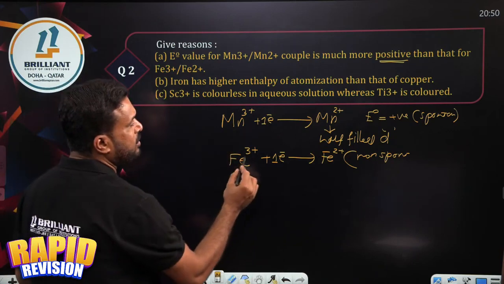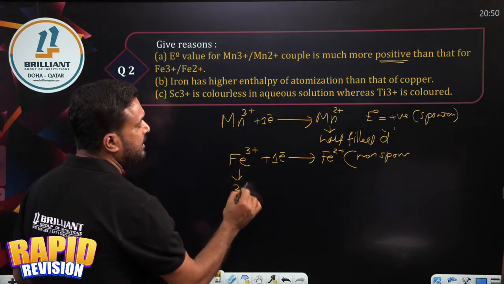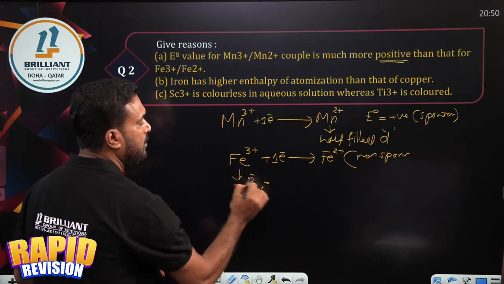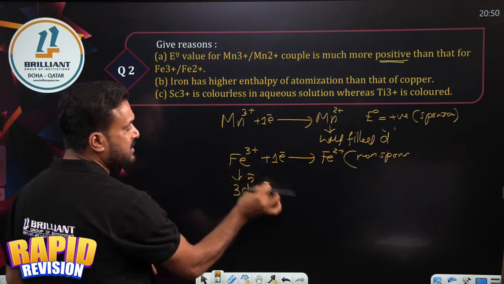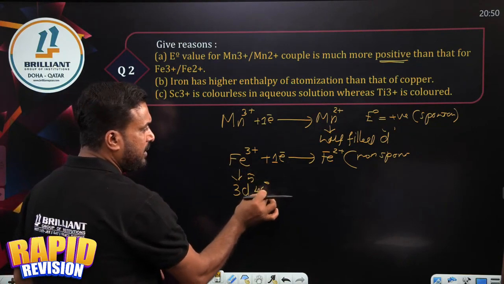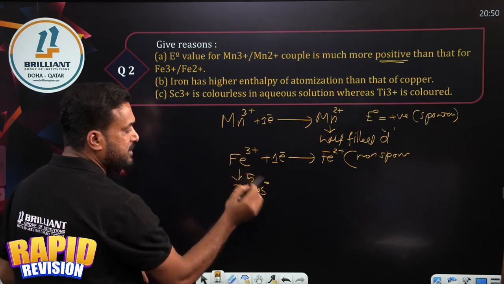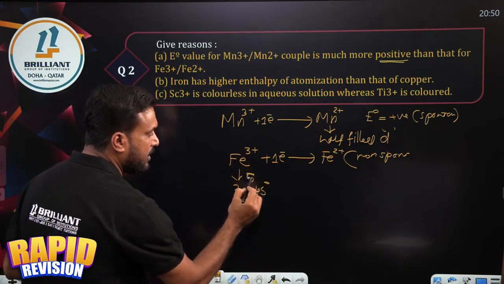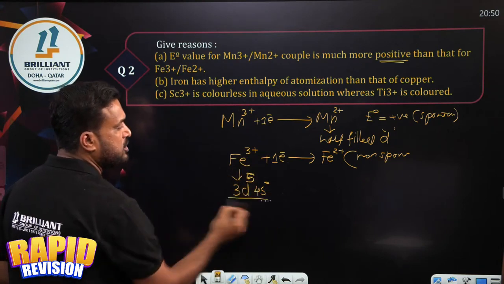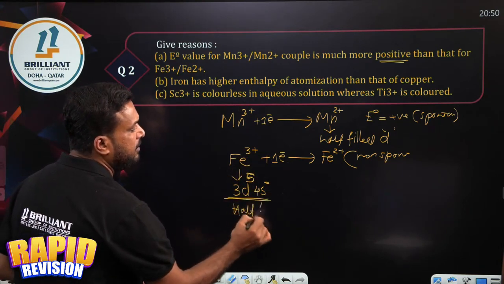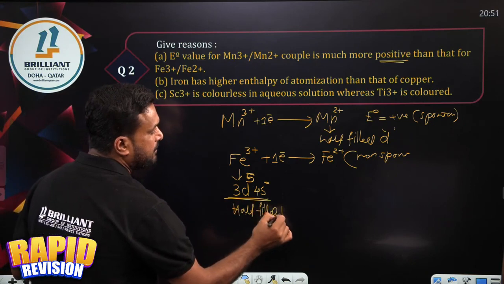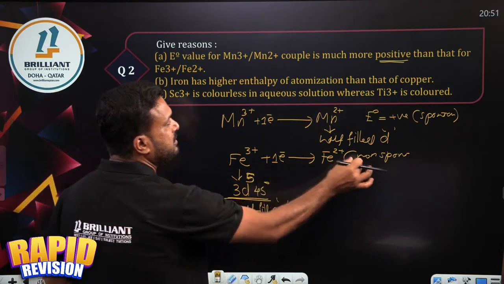So Fe3+, what is the electronic configuration? It is 3d5 4s0, because you know that normally it is 3d6 4s2. So Fe2+ means 3d6 4s0. Fe3+ means 3d5, so it is 3d5 4s0. This is more stable because of what? Half-filled d. So from the half-filled stable d, it will not change. So that is the reason.